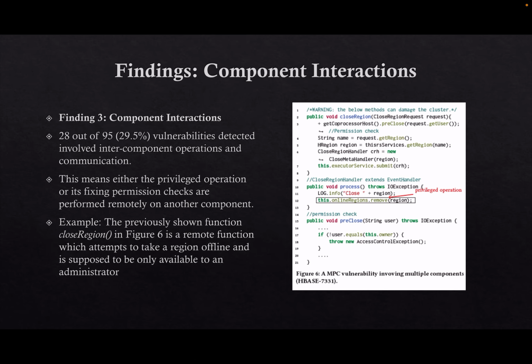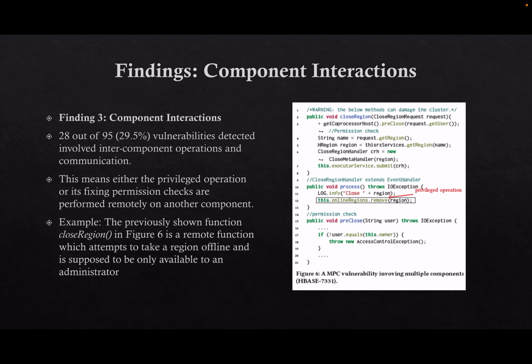Okay, finding 3 is component interaction. 28 out of 95 vulnerabilities detected involved intercomponent operations and communication. This means either the privileged operation or its missing permission checks were performed remotely on another component.